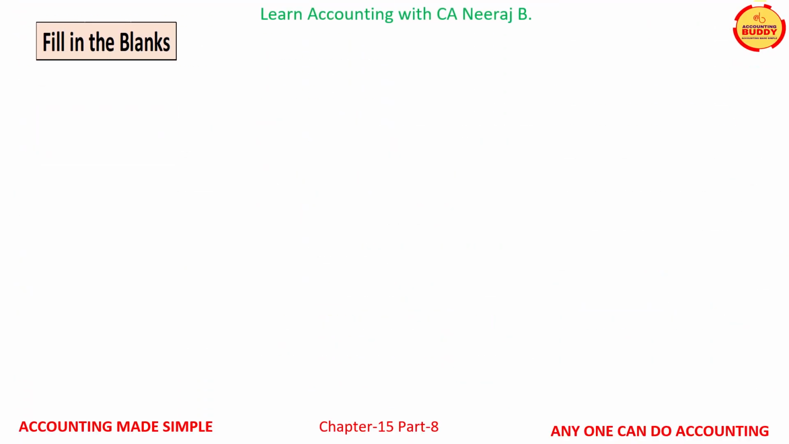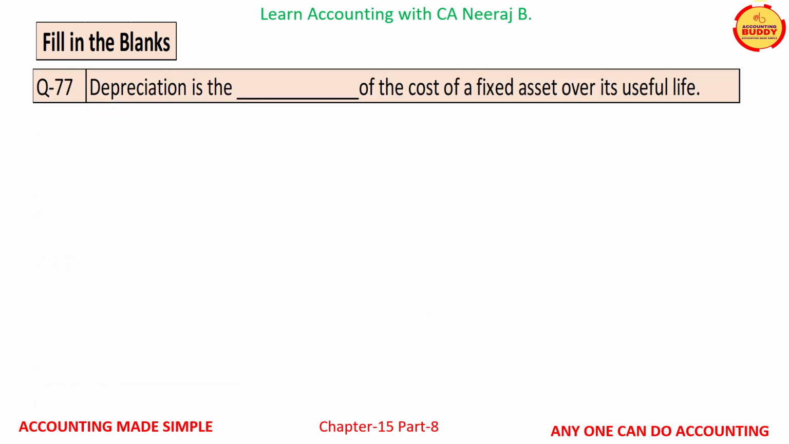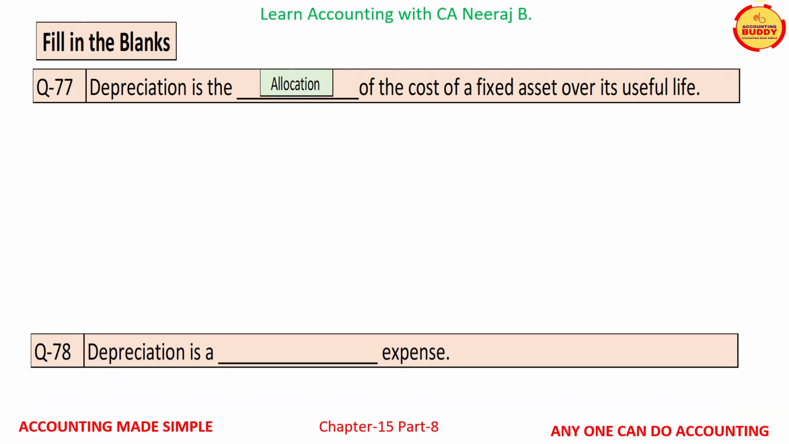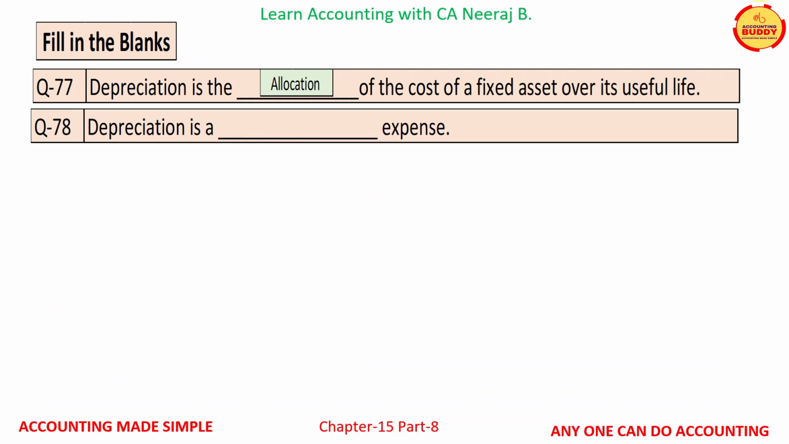In this section, we will take a few fill in the blanks questions and answers. Question number 77 is, depreciation is the dash of the cost of a fixed asset over its useful life. And the correct word is allocation of the cost. Question number 78, depreciation is a dash expense. And the correct word is non-cash expense.